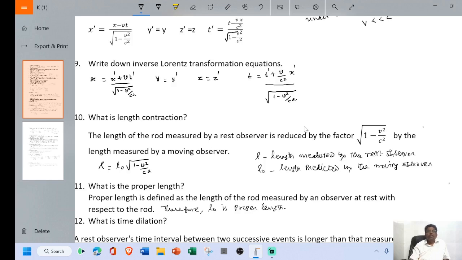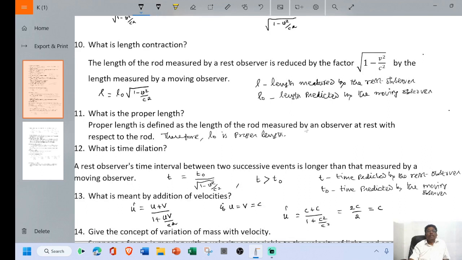These are all inverse Lorentz transformation equations. Tenth question is, what is length contraction? The length of the rod measured by a moving observer is reduced by the factor root of 1 minus v square by c square compared to the length measured by a rest observer. This is the equation for length contraction. L equal to L naught root of 1 minus v square by c square. L is the length measured by the moving observer. L naught is the length measured by the rest observer.